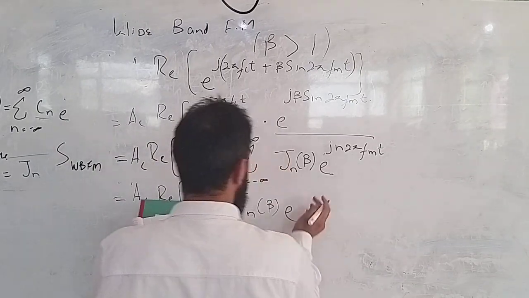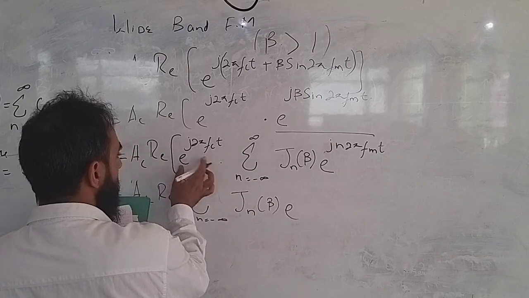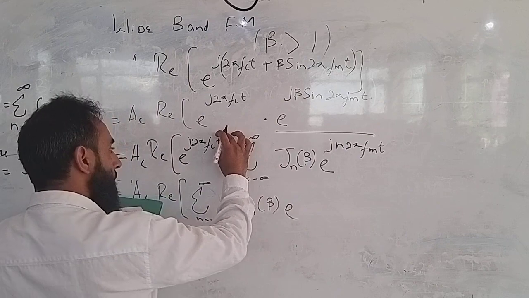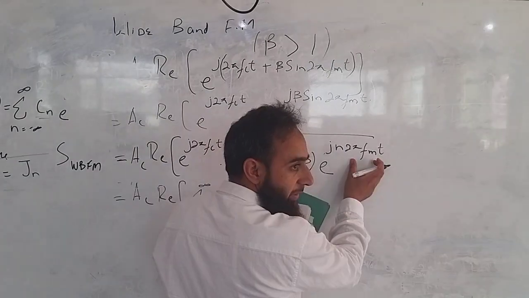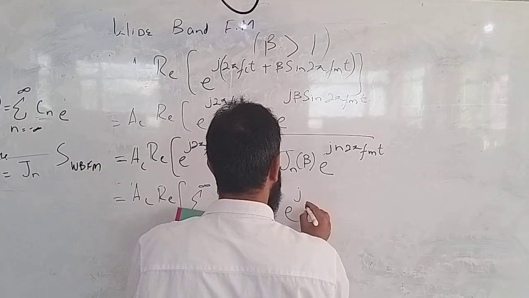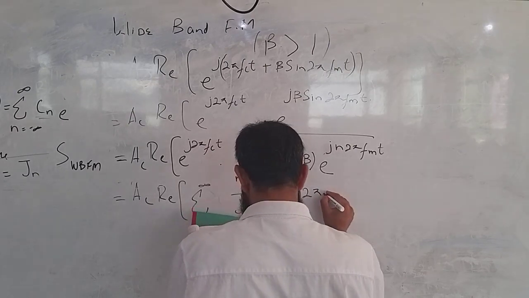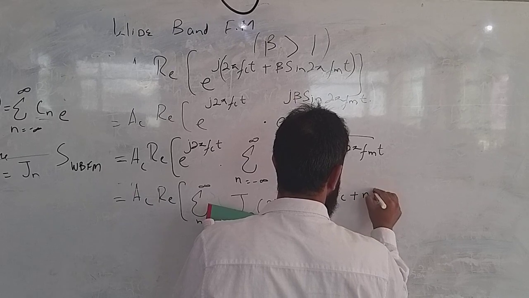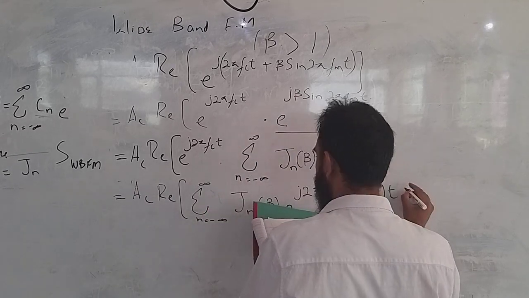into e raised to, दो एक्सपोनेंशियल है यहाँ पे, ये वाला और ये वाला, j is common, 2 pi is common, t is common, so we get Fc plus n times Fm, right? And that's what we want. We want something to modulate our frequency, or something from the FM side to change our frequency. So Fc plus n times Fm of t.